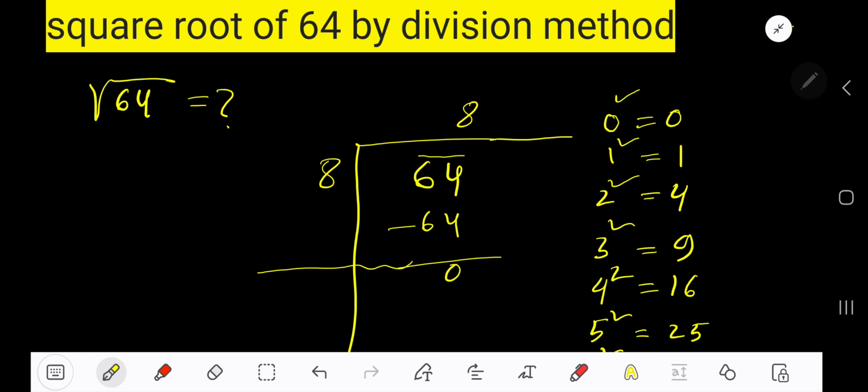Subtract, you are getting 0. You have to write the same number here. We have taken 8, so write 8 here and add 60. Look, this new divisor will always be double the quotient. This 8 plus 8 is 16. So the square root of 64 is 8, which is correct.